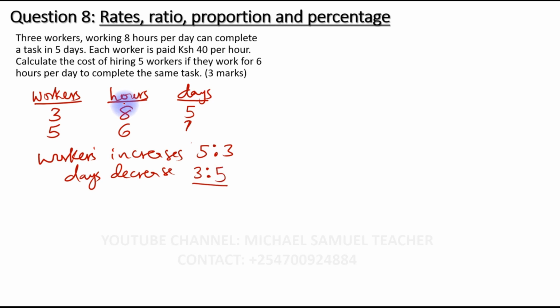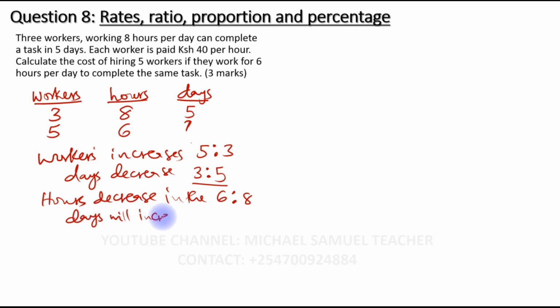The other case, now we compare hours and days. If hours have decreased in the ratio 6:8, then will days increase or decrease? If we reduce the number of hours working in a day, we expect to take more days to complete the same task. So days will increase, and will increase in what ratio? So 8:6.